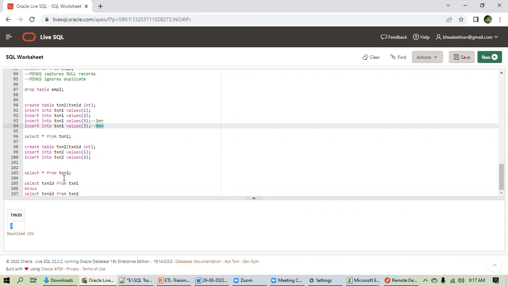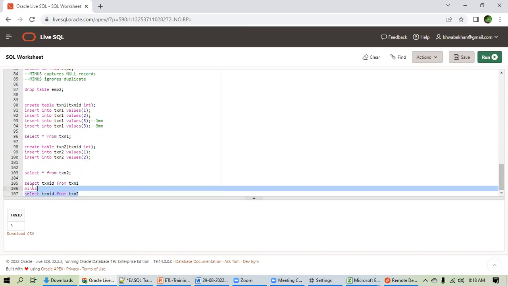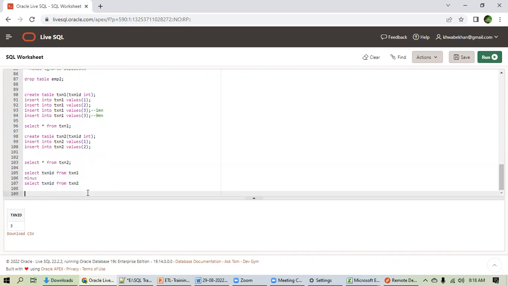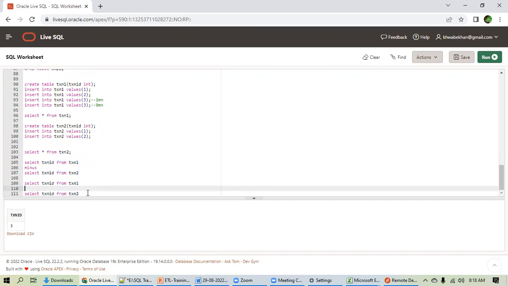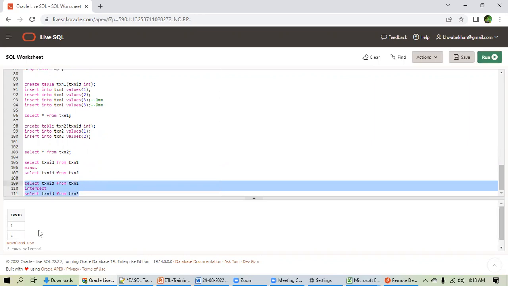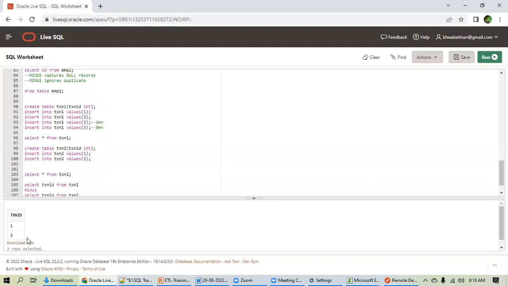Clear? Okay. Now there is an opposite of minus. If I ask you to tell me the IDs which are present in both the tables, transaction 1 and transaction 2, for that we have a keyword which is known as intersect. This will tell you the IDs which are common in both tables. Now see, in both the tables ID 1 and 2 are common. So this intersect operator will give you the IDs which are common in both the tables. Is this clear?